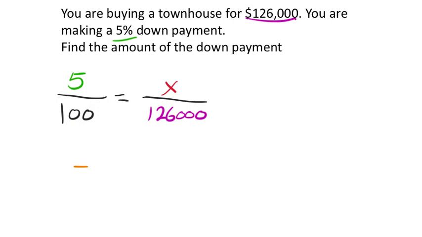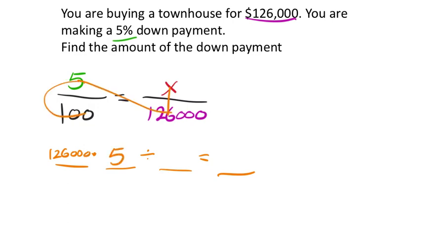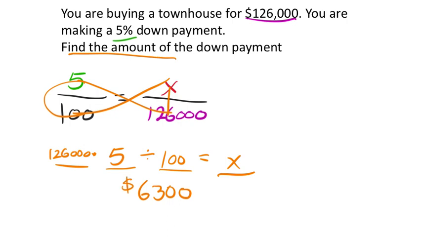And now we'll use fish method. So 1, 2, 3, 4 values, multiply, divide, and then equals. So we go from X down to $126,000. Cross back up to the 5. Swing it back down to 100. And we always end where we start at X. So we just plug this into the calculator, which I've already done. And I got 6,300. Now again, this is a word problem, right? So it wants to know the final amount of the down payment. This one is in dollars.